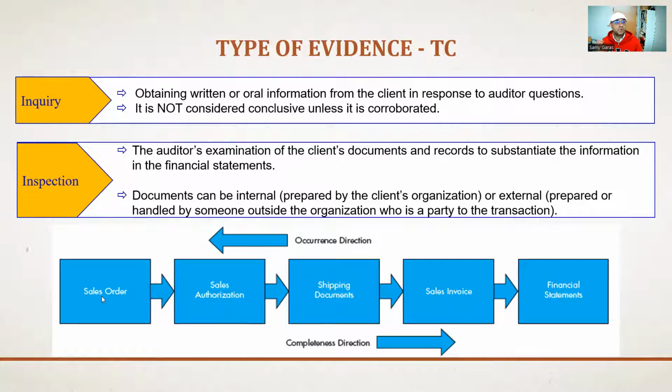So we take a sample from the sales order, check the authorization for the order, the shipping of the order, the issuance of the invoice, and then the recording in the financial statements. When we go this way, we call it a completeness test, where we check that the transaction has been recorded in the financial statements completely.